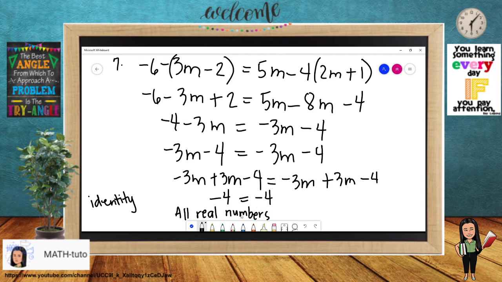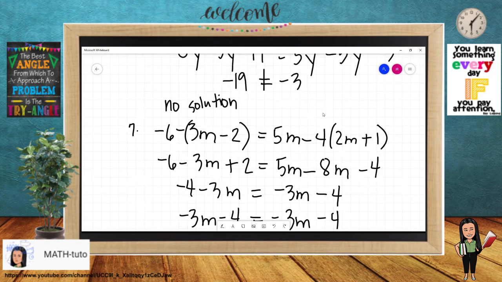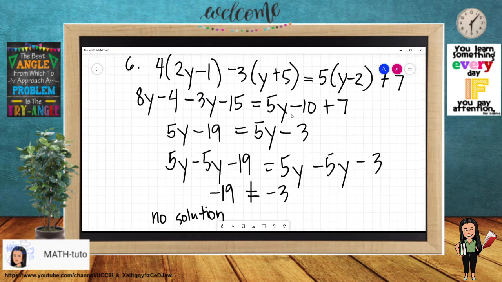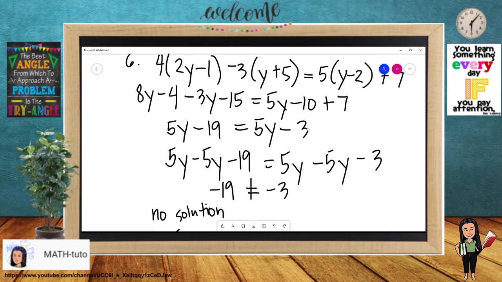O, doon sa kanina, ibalikan natin yung kanina. Yan. So, dito din nakita na natin na nag-contradict siya, diba? Kasi 5y minus 19 cannot be equal to 5y minus 3 because by reflexive property, any term is equal to itself. Any real number is equal to itself. 5y is a real number. 5y should be equal to itself. Kaya hindi possible na 5y minus 19 will be equal to 5y minus 3. Kahit hindi na natin din to i-solve further, makikita na natin na wala talaga siyang solution.